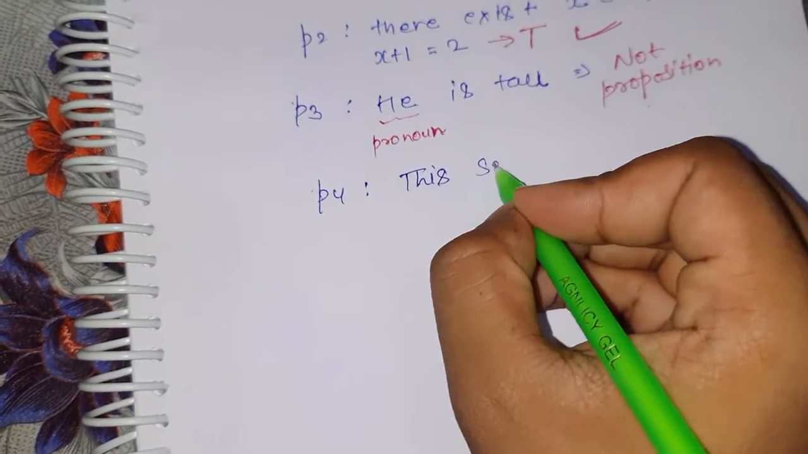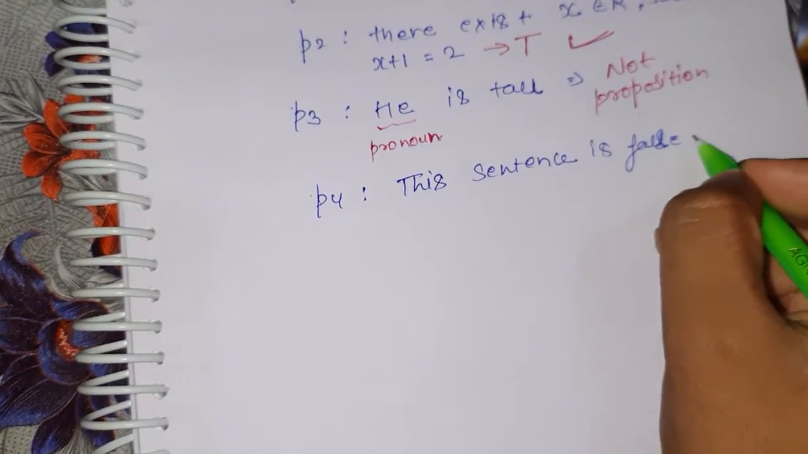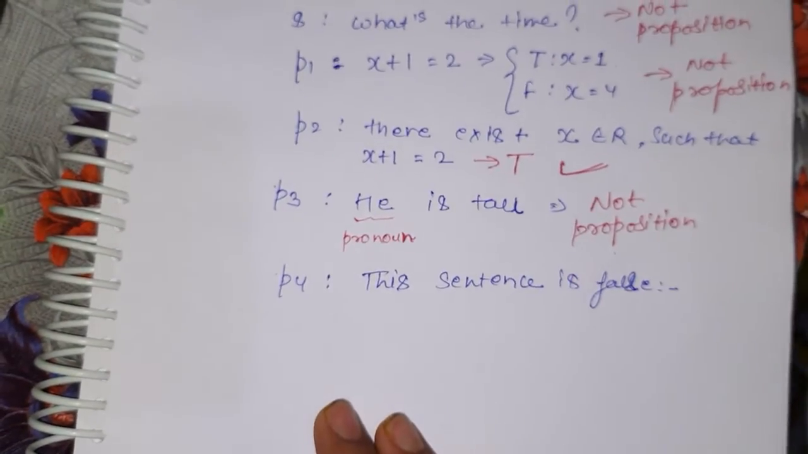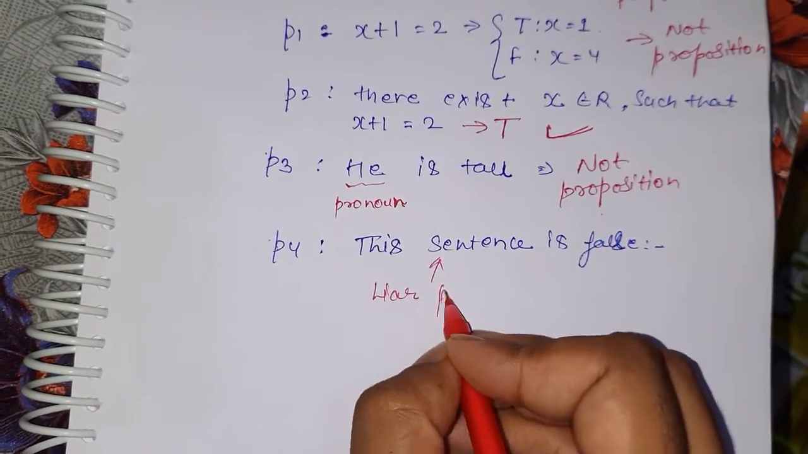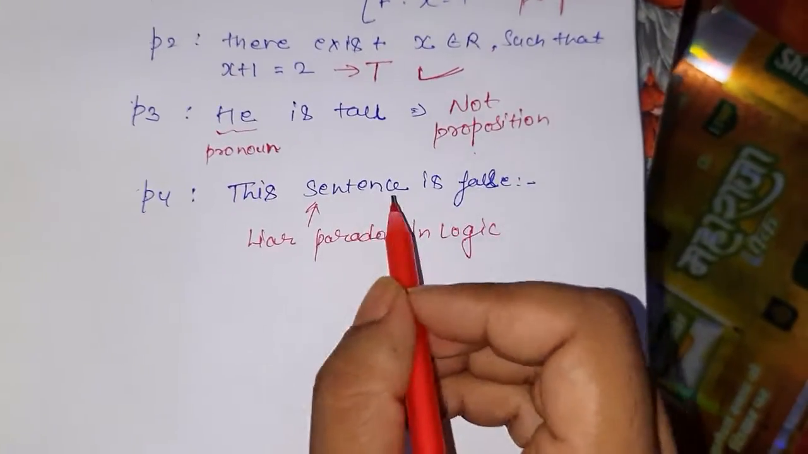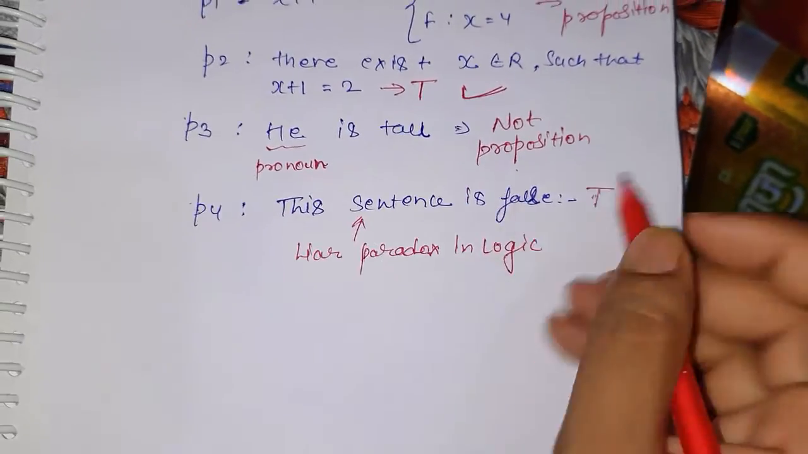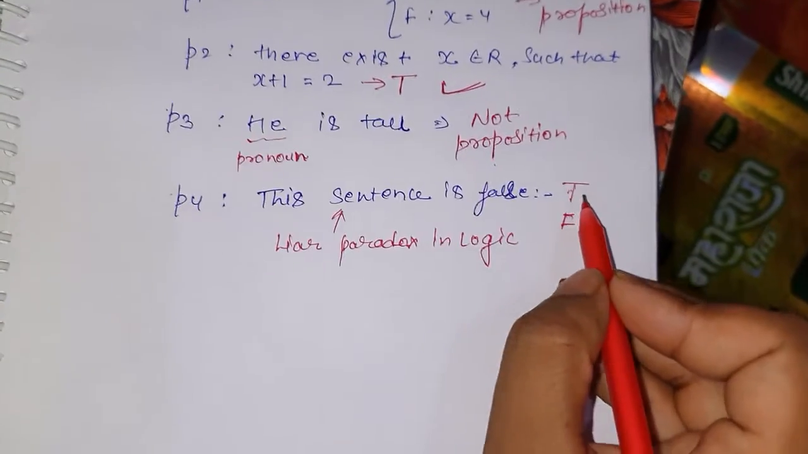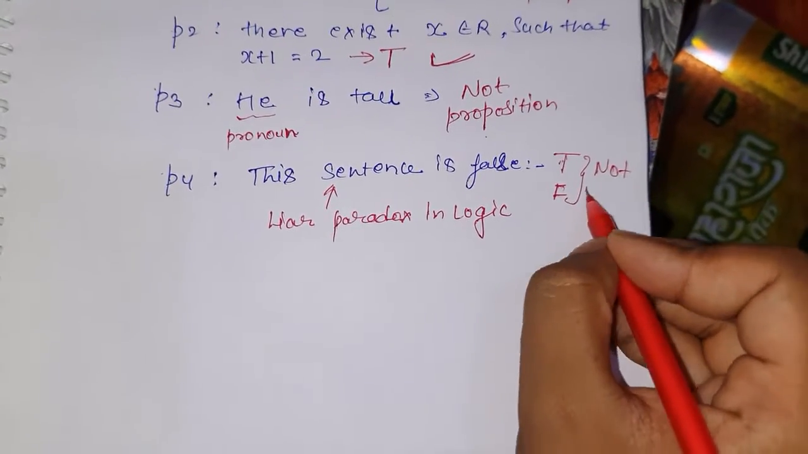Our next example is: this statement is false. This type of example is also known as the liar paradox in logic, because if the answer to this is true, then the statement is false, and if the answer is false, then the statement is true. So either true or false can happen. So this is also not a proposition.